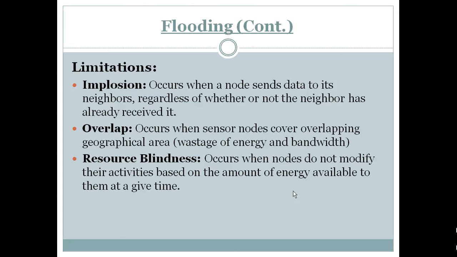The third limitation of flooding is resource blindness. Resource blindness occurs when nodes do not modify their activities.